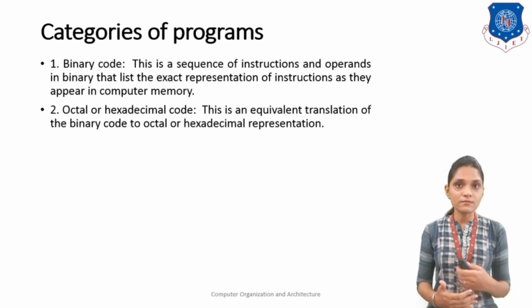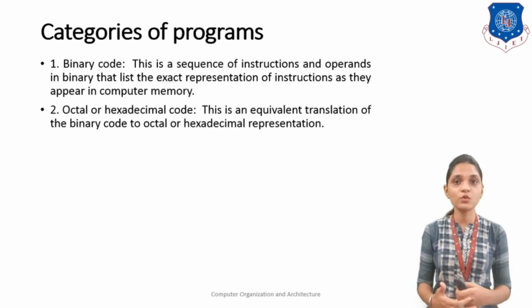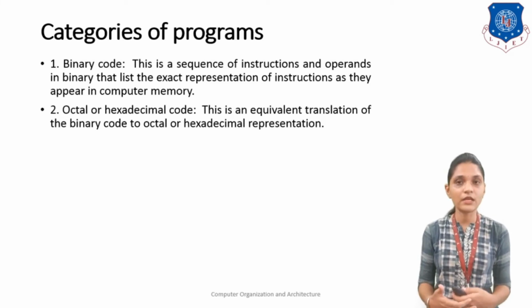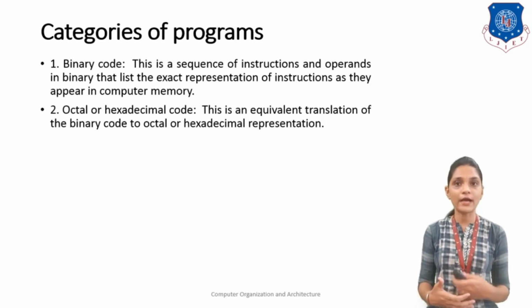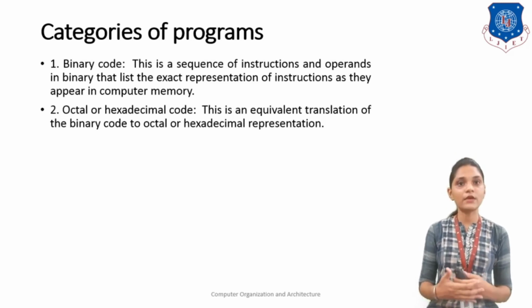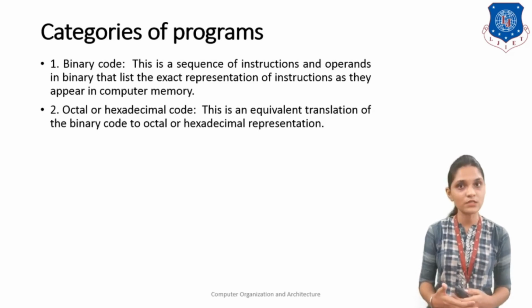Second, this binary code representation is just for the machine. For a human being, it is hard to understand the meaning of these binary digits. So instead of writing them in binary, we can write them in terms of hexadecimal or octal numbers. This is the equivalent translation of your binary code to octal or hexadecimal representation.